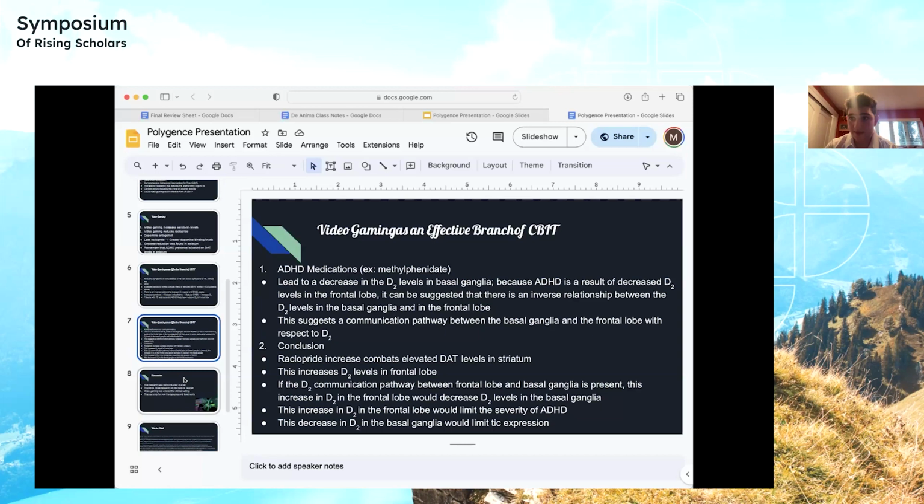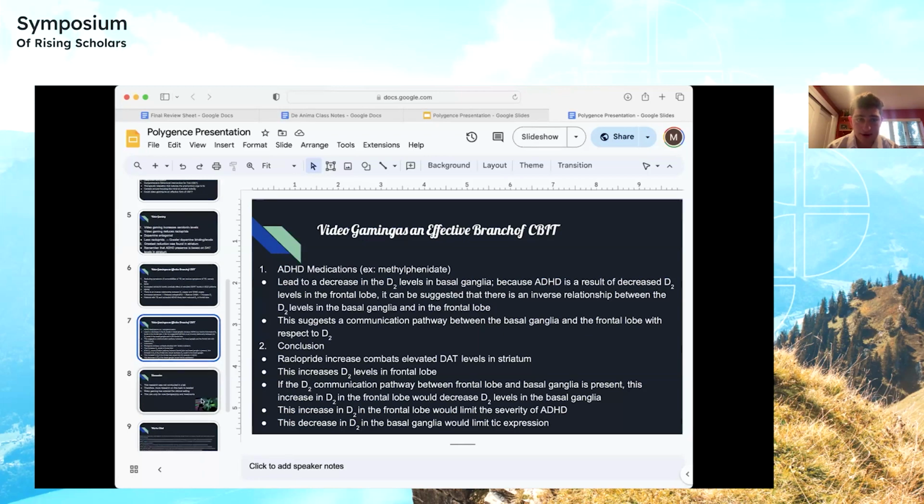Because there's an inverse relationship between DAT and D2, the reduction in DAT leads to an increase in D2 in the frontal lobe. And as shown by the medication methylphenidate, if the D2 communication pathway between the frontal lobe and the basal ganglia is present, the increase in D2 in the frontal lobe could simultaneously coexist with a decrease in D2 levels in the basal ganglia, which would ultimately reduce the symptoms of Tourette's, namely tics, and additionally reduce the symptoms of ADHD.